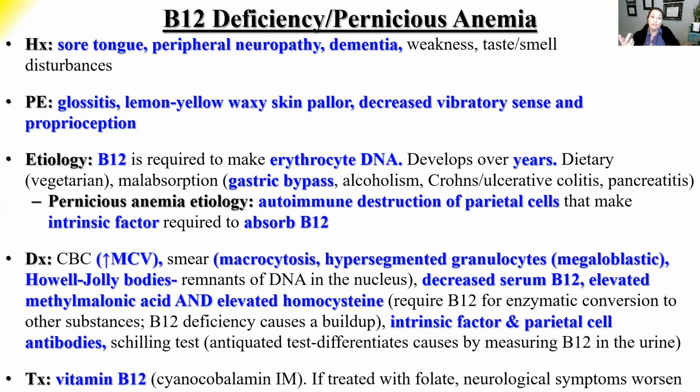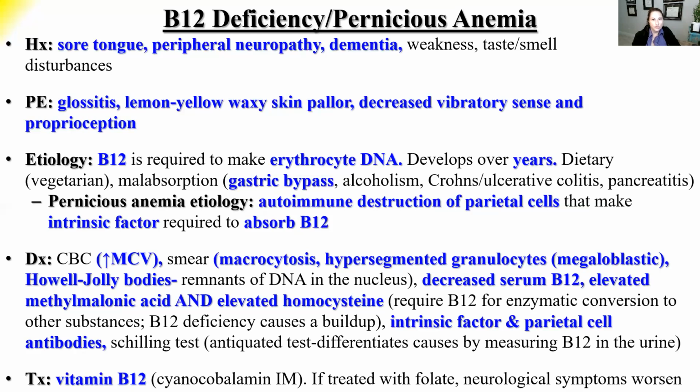Decreased serum B12, that's pretty diagnostic for this one. Elevated methylmalonic acid and homocysteine. Let's go through this one carefully. Both methylmalonic acid and homocysteine require B12 for their enzymatic conversion to other substances. In the absence of B12, they can't be converted, so they start to elevate and elevate and elevate. So in B12 deficiency anemia, you'll have an elevation of both methylmalonic acid and homocysteine. Hold that thought until we get to the next slide.